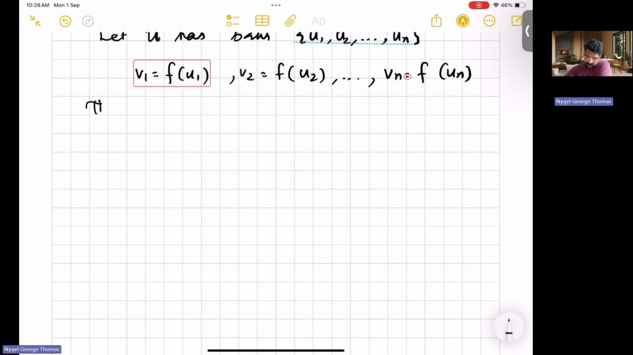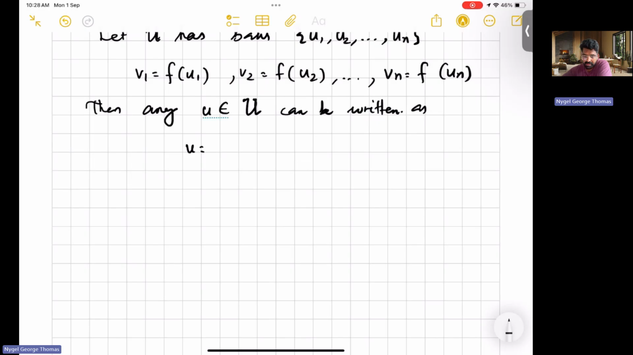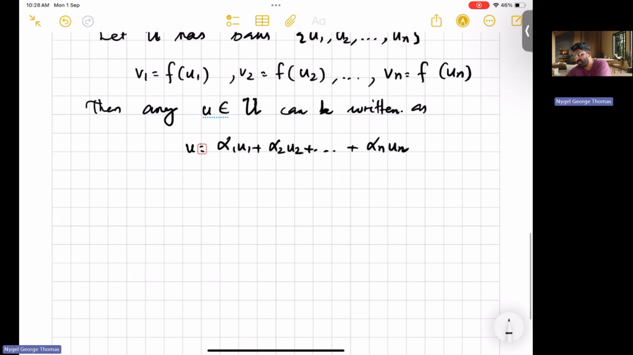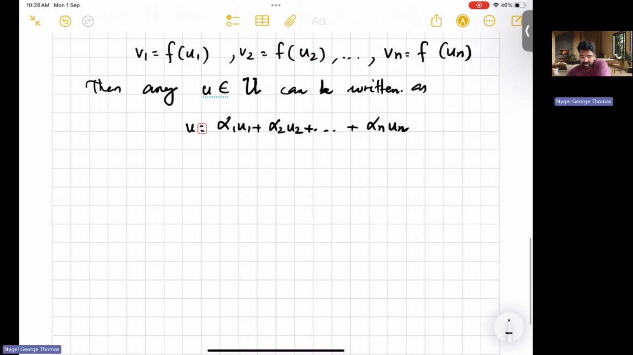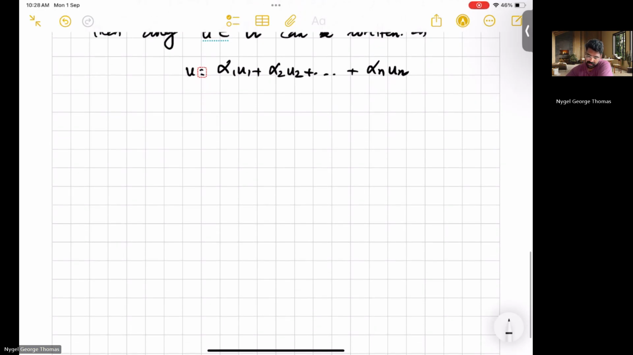Okay. Then any u that belongs to this vector space can be written as a linear combination of the basis vectors. u is equal to alpha 1 u1 plus alpha 2 u2 plus etc., plus alpha n un. Why is it so? Because it is a basis. A basis is ultimately a spanning set. Whenever you have a spanning set, you can write any vector as a linear combination of those vectors.